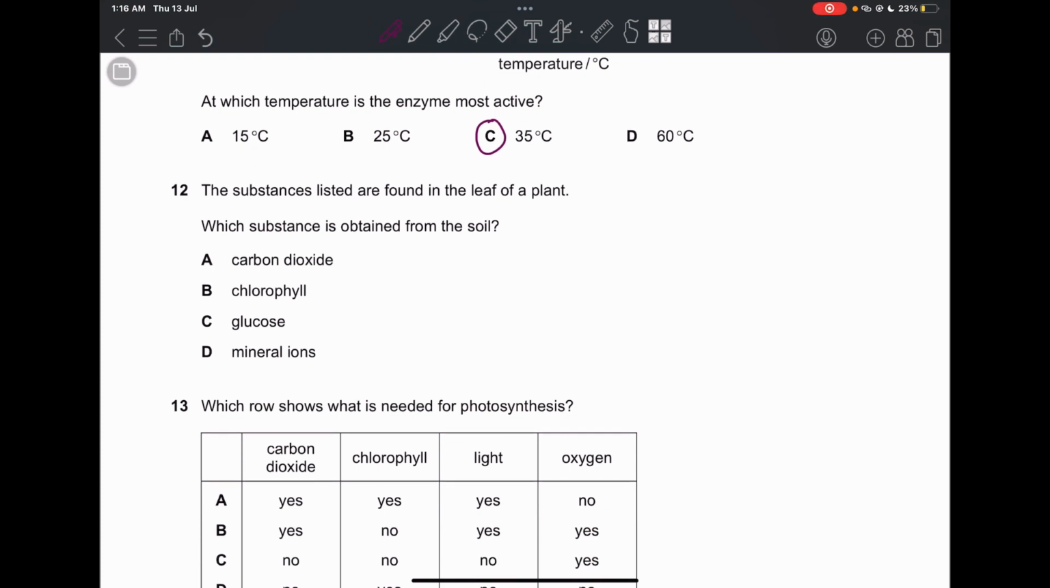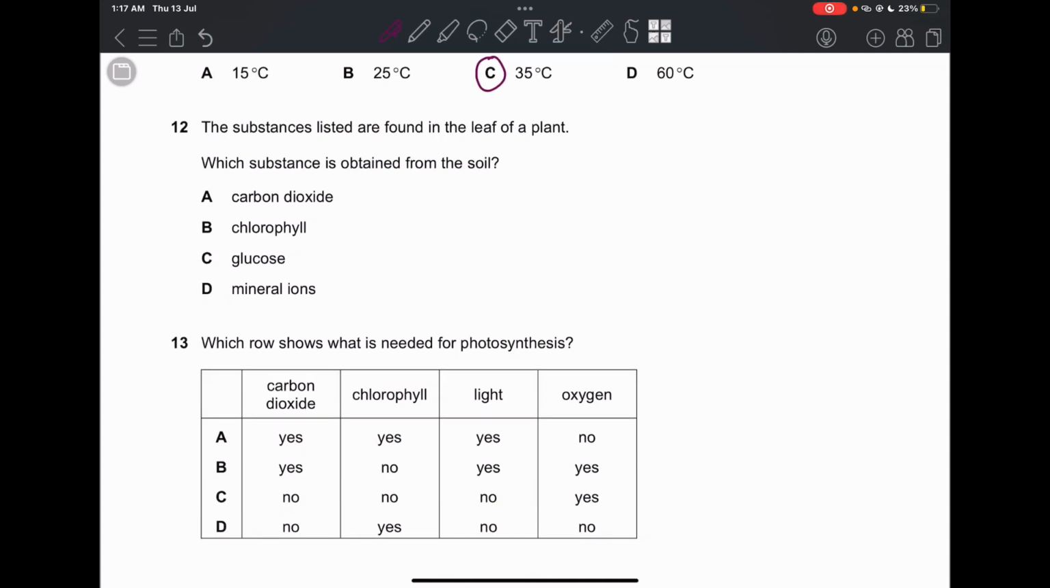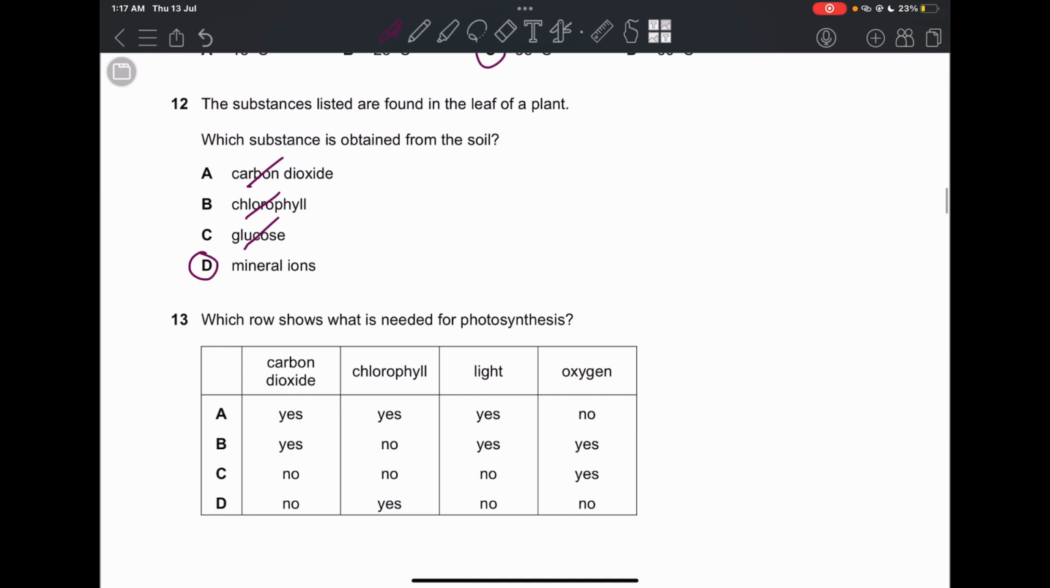12. The substances listed are found in a leaf of a plant. Which substance is obtained from the soil? We all know that carbon dioxide cannot be obtained from the soil. This is obtained from the air, so this is incorrect. Chlorophyll is in the leaf itself, so this is incorrect. Glucose is made by the plant, by the leaf, so it's not found in the soil. Our only correct answer is mineral ions, because the soil provides the leaf with water and mineral ions.